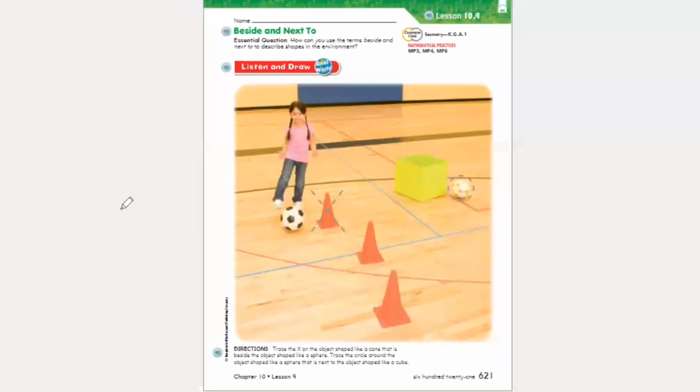Now we're going to practice the words beside and next to. Beside and next to kind of mean the same thing, but we can use both of them. So we need to know both of them. First, we're going to put an X on the cone that is beside the sphere. So where is the cone that is beside the sphere? Here's a cone. It's not beside the sphere. Here's a cone, but it's not beside the sphere. Oh, this cone is beside a sphere.